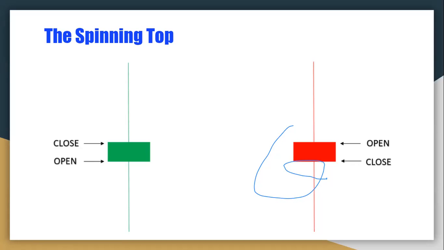In case of a spinning top, let's try to understand the ideology of market participants. In order to understand it, we will break this candle into two parts: the top half and the bottom half. Let us first analyze the top half. In the top half, we see that prices opened here, went very high, but again came down. It closed almost near the opening price.